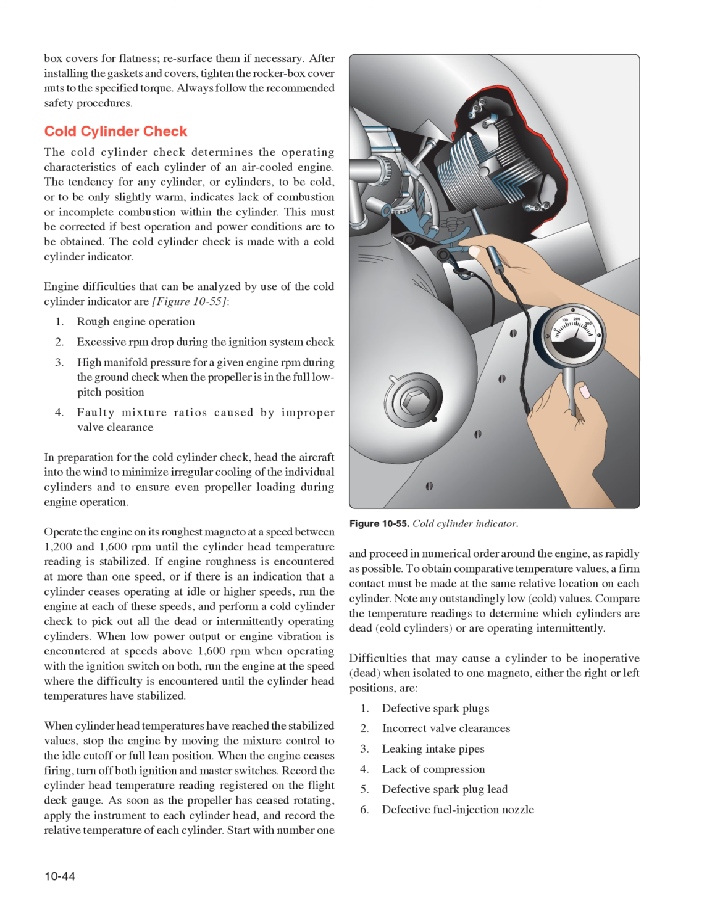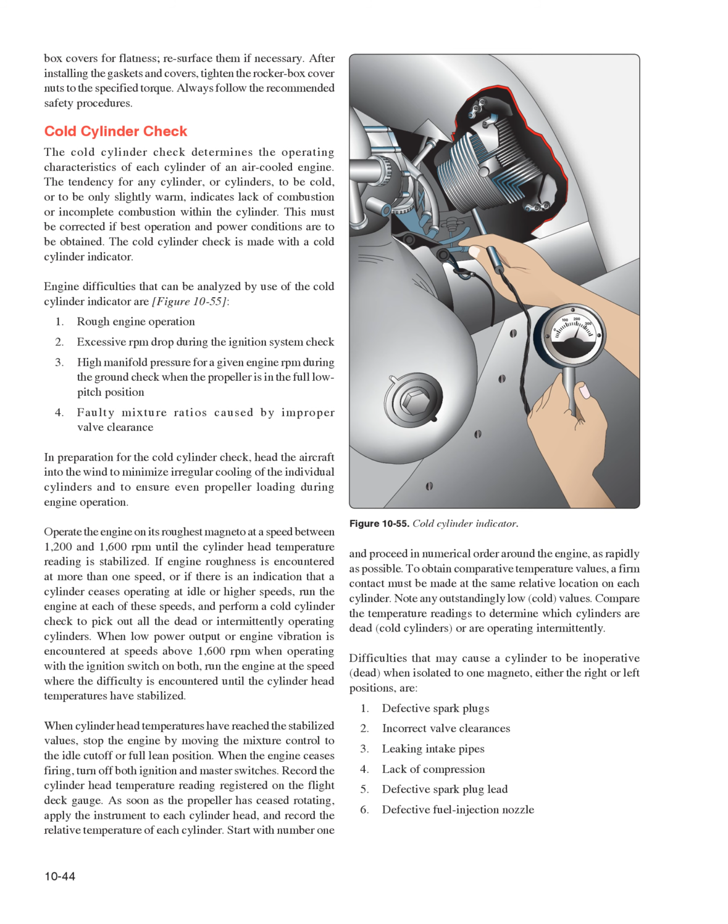head the aircraft into the wind to minimize irregular cooling of the individual cylinders and to ensure even propeller loading during engine operation. Operate the engine on its roughest magneto at a speed between 1,200 and 1,600 revolutions per minute until the cylinder head temperature reading is stabilized. If engine roughness is encountered at more than one speed, or if there is an indication that a cylinder ceases operating at idle or higher speeds, run the engine at each of these speeds, and perform a cold cylinder check to pick out all the dead or intermittently operating cylinders.